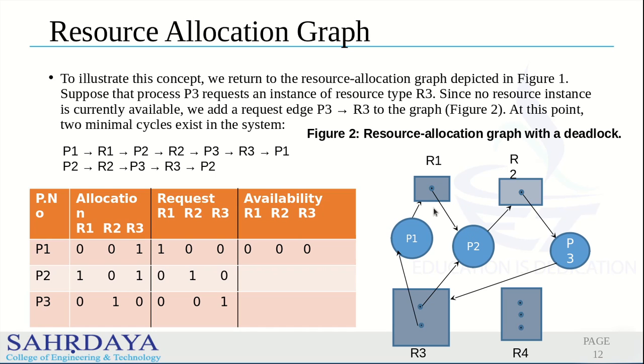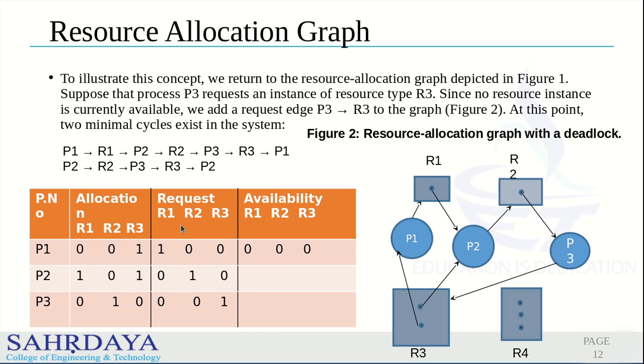Here we make the request matrix. P1 is requesting R1, not R2, R3, so write 1 here. P2 is requesting only R2 but not R1 and R3, so we write 1 here. Remaining we write 0. You can see in the figure, so you can understand here.